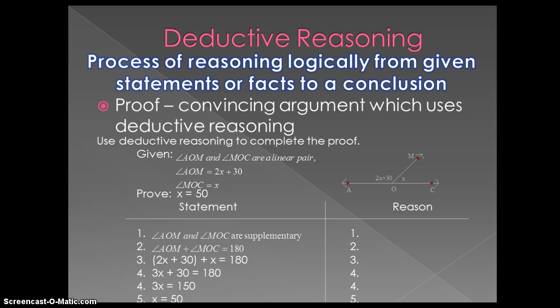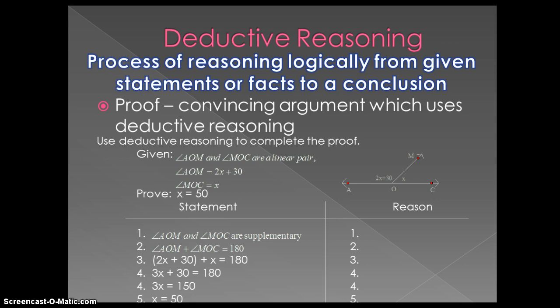So we're going to use deductive reasoning to complete this proof. We're given some information. When you have a proof, you're always given information. That's your starting point. And then you have a proof. That's what I need to get to. And in this 2-column proof, there are 2 sets. You have the statements, and then you have your justification.